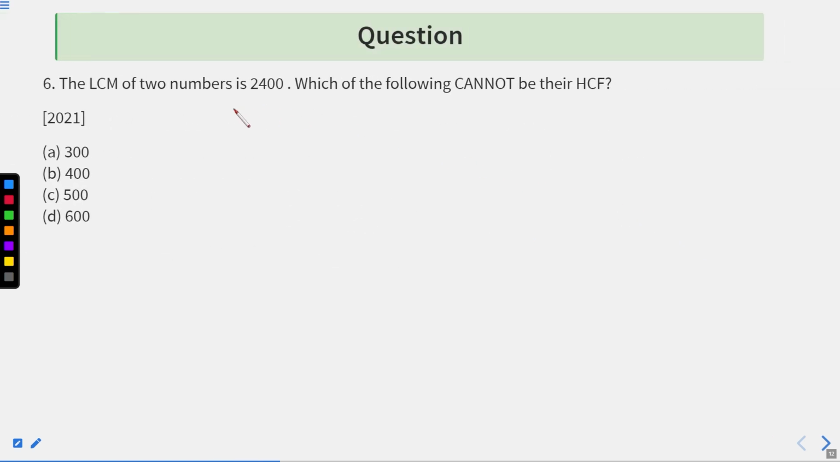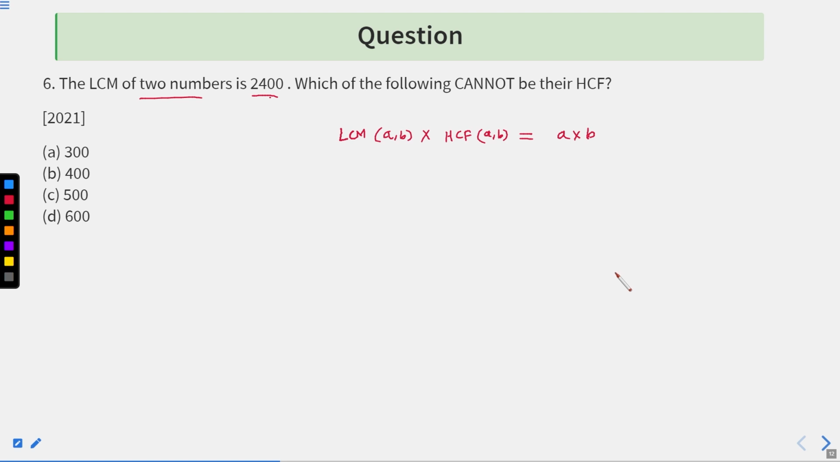So in the next question, we are given the LCM of two numbers as 2400. Okay, and which of the following cannot be their HCF? So we know this result: LCM of two numbers a, b times HCF of two numbers a, b is equal to the product of the numbers a into b.